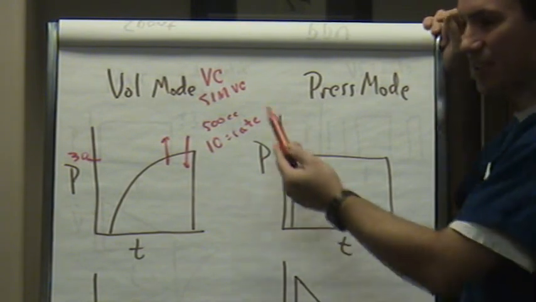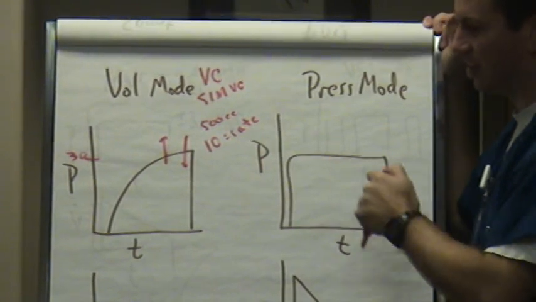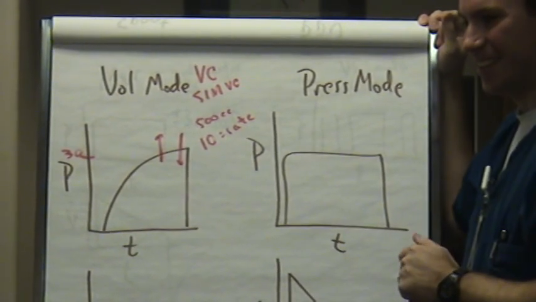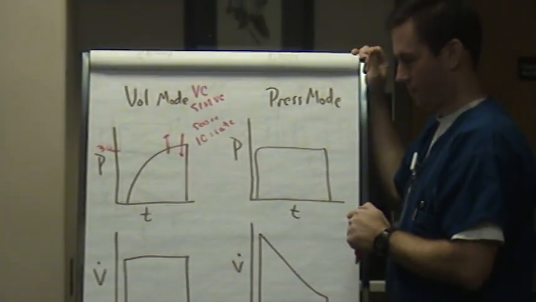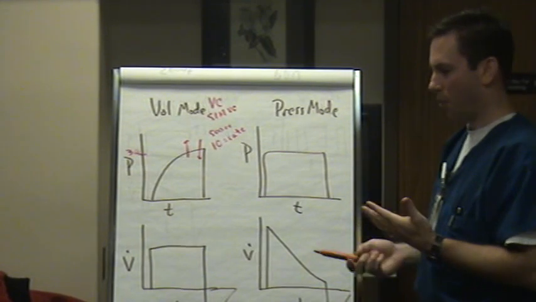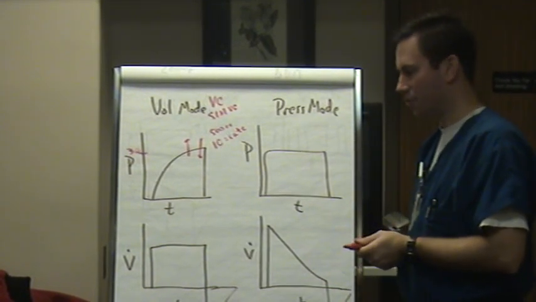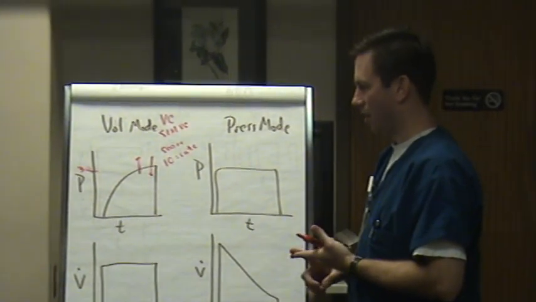So what's a disadvantage to volume control mode? I just listed it there. So, if you have increased compliance, then you can't modify for the pressure. Okay, if we have a change in compliance, our pressure is going to change. Exactly right. So that's a huge disadvantage. So the disadvantage of any volume mode is the pressure is not controlled.